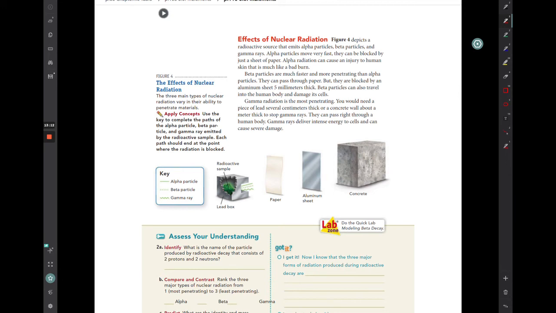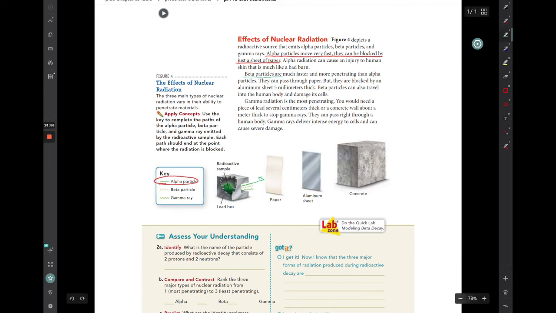So alpha particles are moving very fast. They can be blocked by just a sheet of paper, however. We're talking here about the alpha particles, that first type of decay. They're going very quickly, and they could be blocked by a sheet of paper. If this is the alpha particle, it will get blocked by the sheet of paper. They move very fast, but they get blocked by even just a sheet of paper. Alpha radiation can cause injury to your skin, basically like getting a sunburn. When you're getting a sunburn, that's the type of damage that's caused by this.